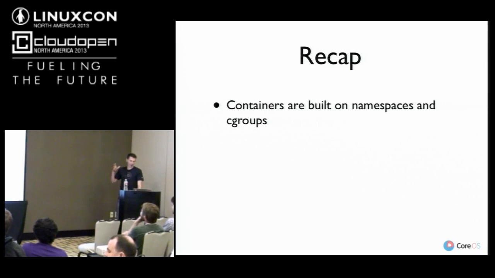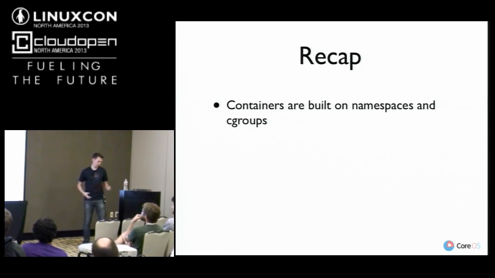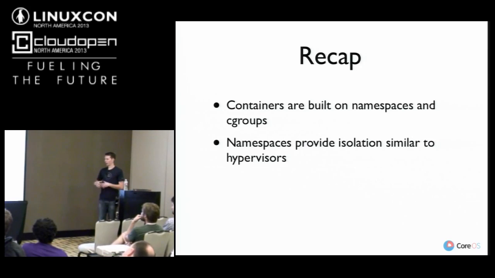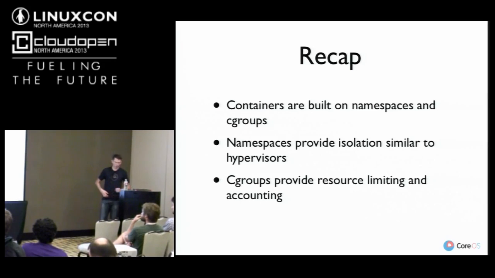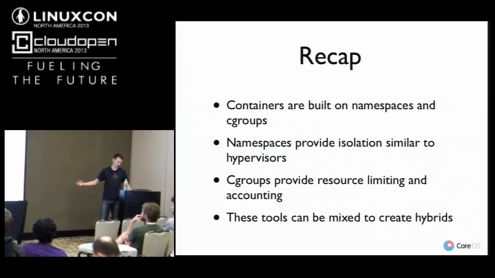All right, recap. Containers are built on namespaces and cgroups. Namespaces provide the isolation. It's similar to hypervisors, but it's the kernel that's doing the isolation instead of all this virtual hardware. Cgroups provide the resource limiting and the accounting. So if you want to draw pretty graphs or isolate prod from devel on the same machine, that's what the cgroups mechanism does. And these tools can be mixed together to create useful hybrids, like Pantheon has done with their application containers for all their PHP stuff.